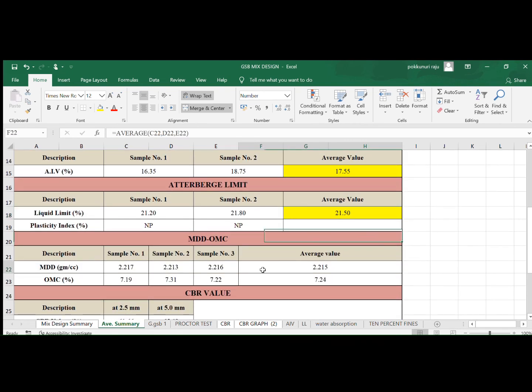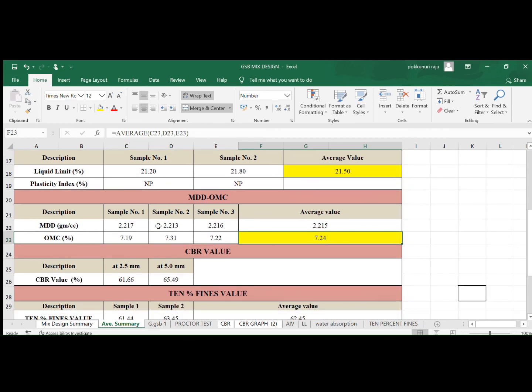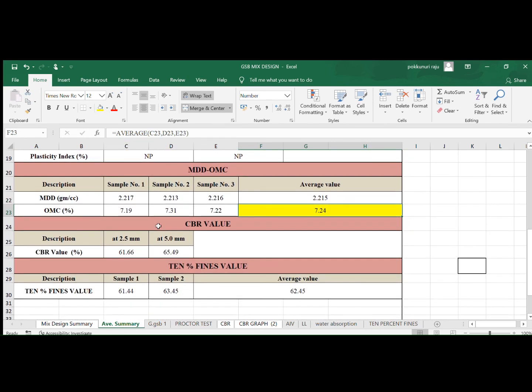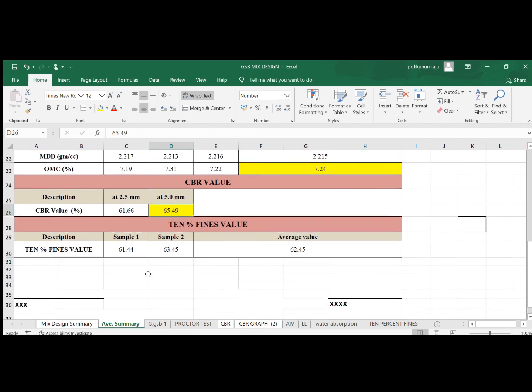Now the Proctor test, again 2 samples are tested. The average MDD value is 2.215 and the average OMC is 7.24, as shown in the table. The CBR value is tested and found as 65.49 for the GSB material, and the 10% fines value is 62.45, which is the average of the 2 samples.